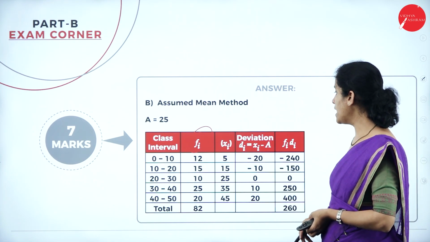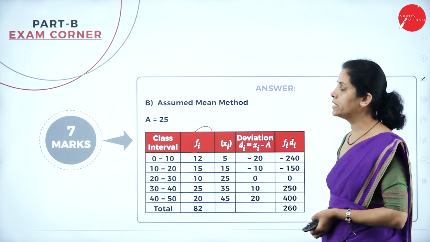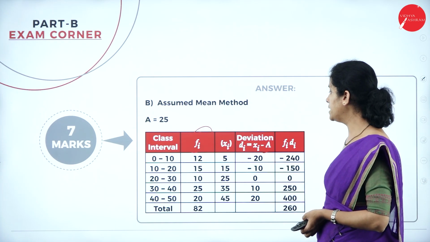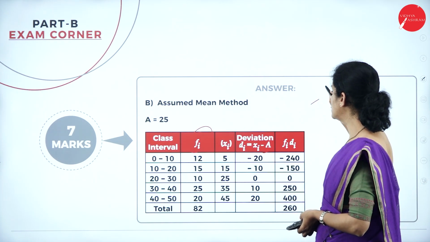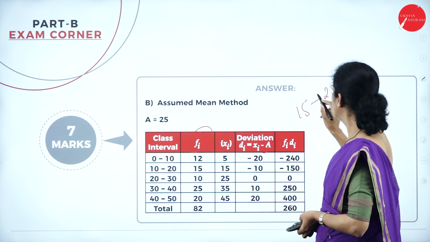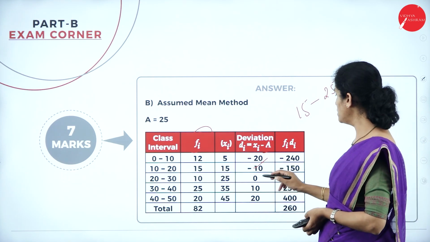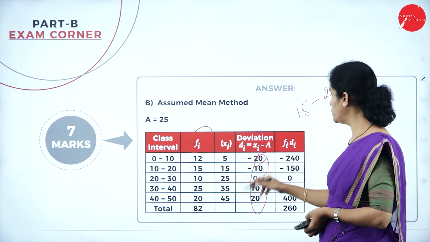di is nothing but xi minus a. So, what is xi? That is 5 minus a, that is 25, that is minus 20. Then 15 minus 25, minus 10. 25 minus 25, it is 0. Okay, and it's going to continue.